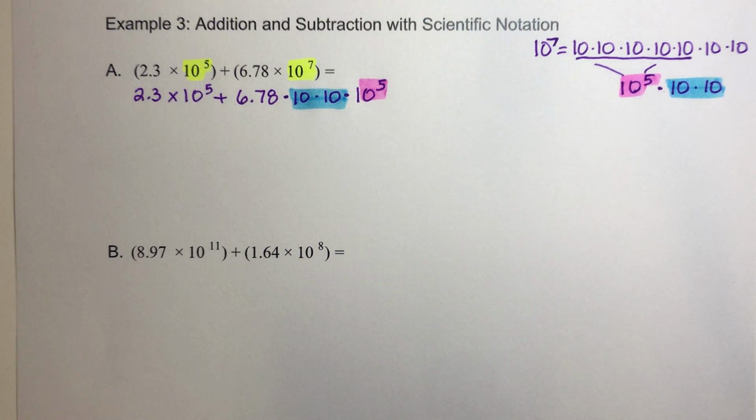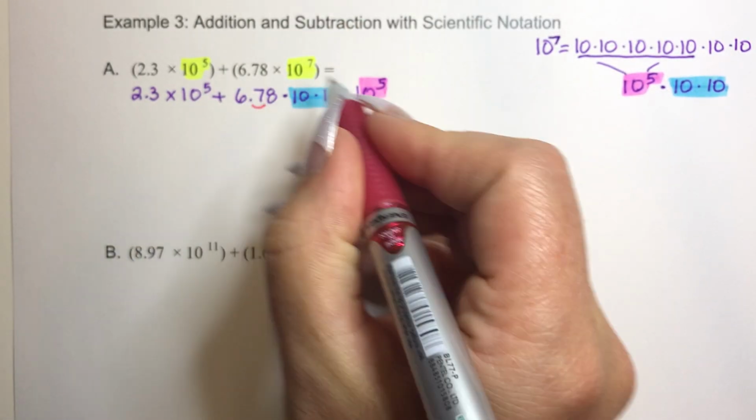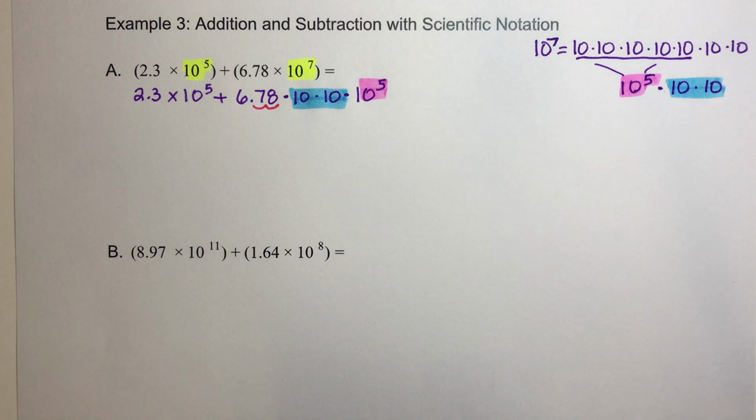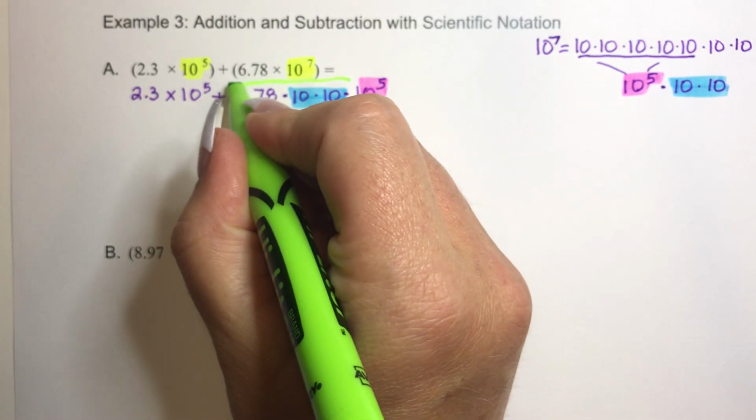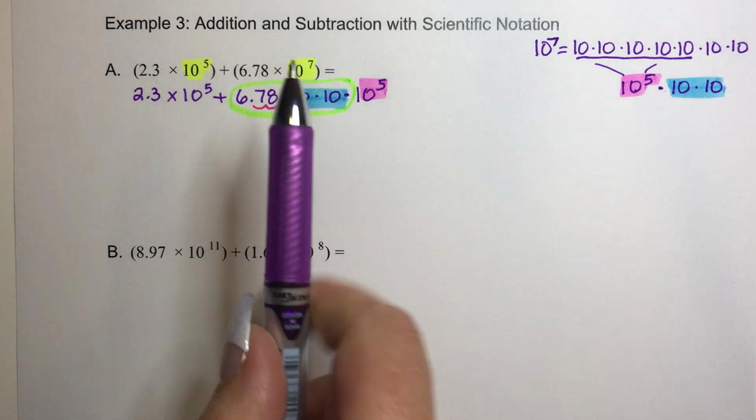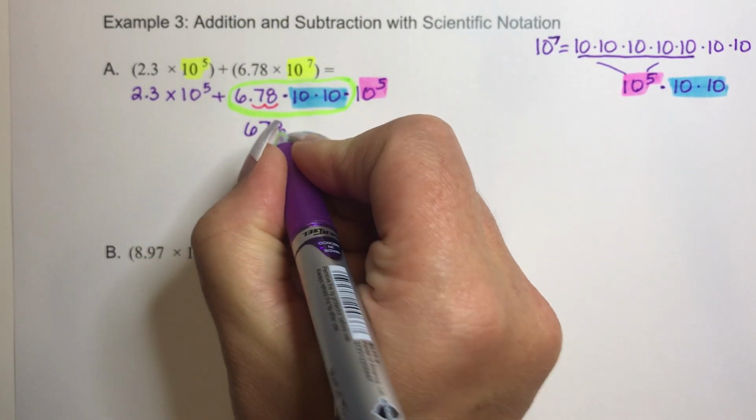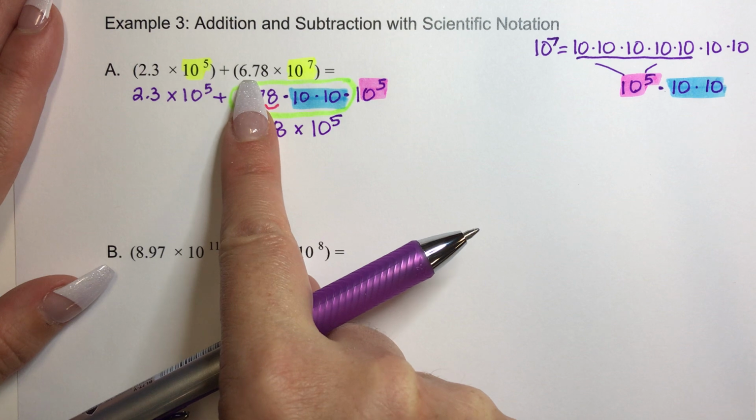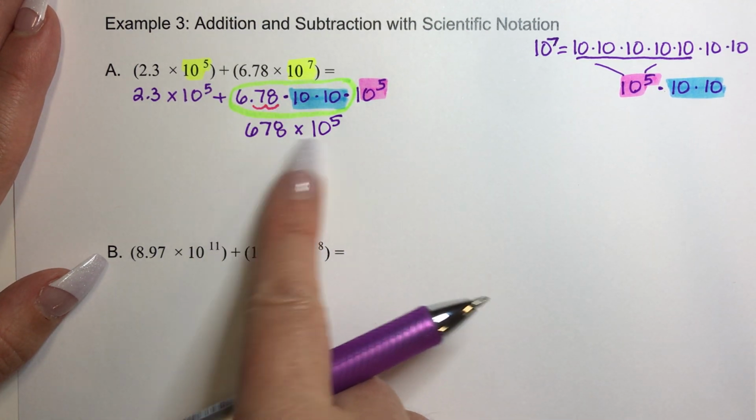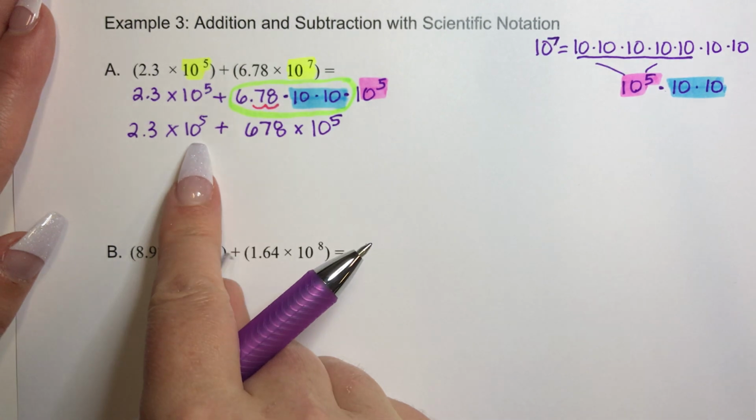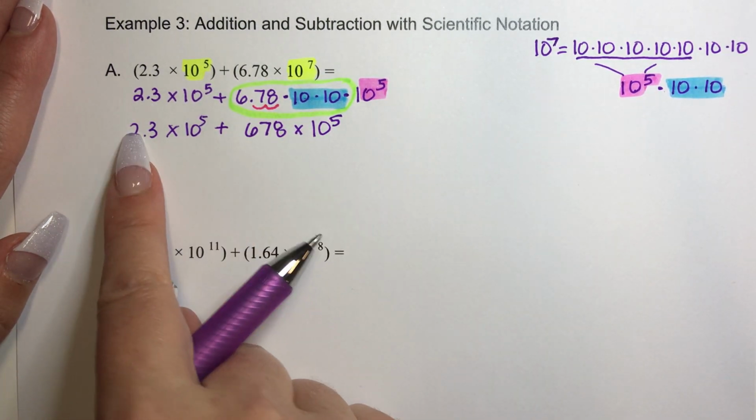Now see how this is going to change things. When I multiply this by 10, it moves over one place value, right? And then when I multiply it by 10 again, it moves over one more place value. So I move over once, move over twice, and this ends up being 678 times 10 to the 5th. Okay, so I rewrote this number. It was 6.78 times 10 to the 7th, but now I have it with the same base as this number over here. Now that they both have 10 to the 5th, you just add these numbers.